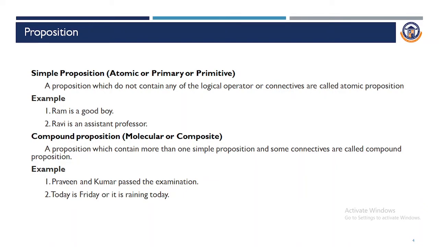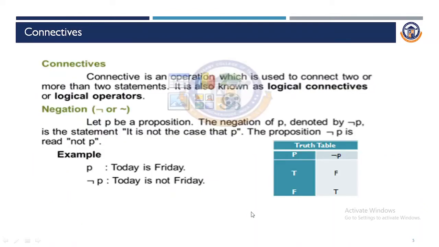Today is Friday or it is raining today. Today is Friday is one simple proposition. It is raining today is another simple proposition. Connect with two simple proposition by the connective or. Therefore, it is a compound proposition. Next one, connectives. Connectives is an operation which is used to connect two or more than two statements. It is also known as logical connectives or logical operators.